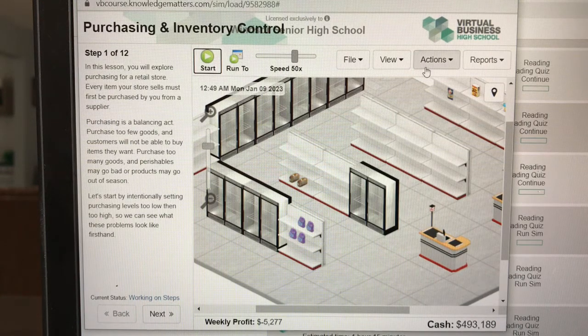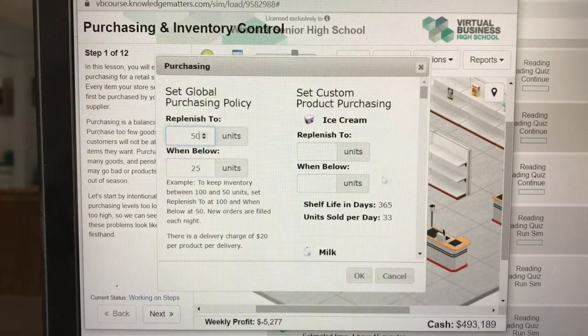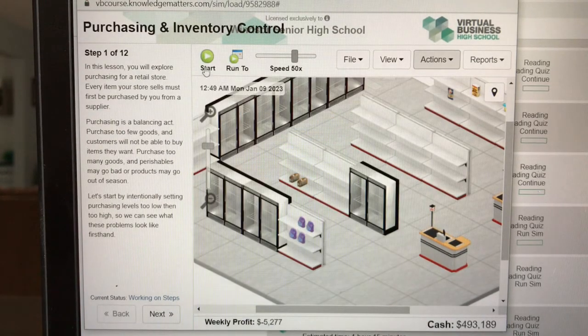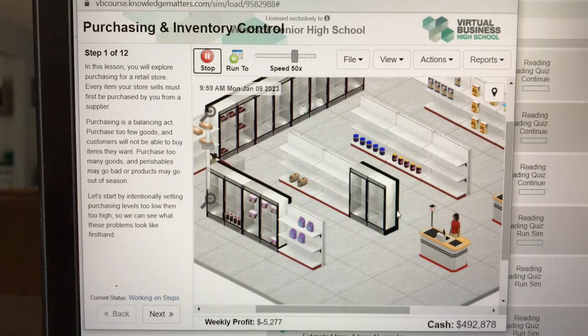Now I'm going to do this instead. I'm going to go into actions purchasing. I'm going to individualize it. I know I'm going to sell milk. So I'm going to put in 400 units of milk. But I got to be careful with the milk too because if I order too much, it's going to expire in 7 days. So I don't want to go too crazy. But I am going to order some more milk because I know that that's an item that I'm going to sell a lot of. Okay, so let me see what happens to my sales then.